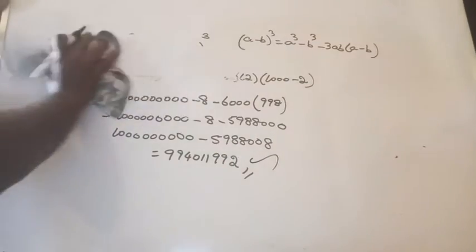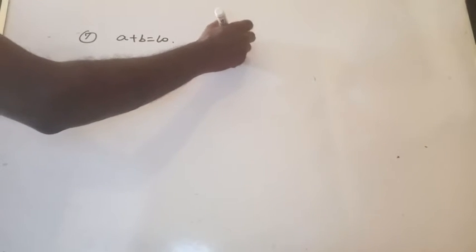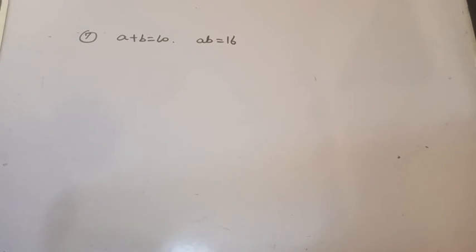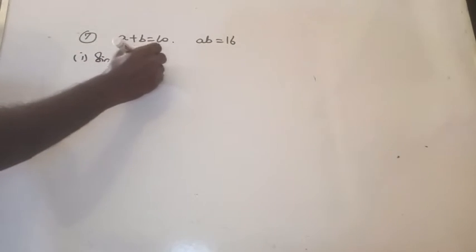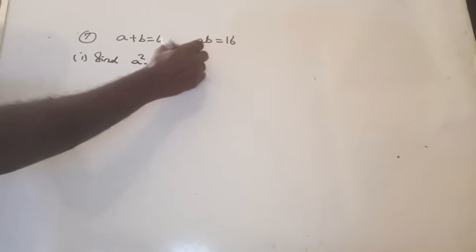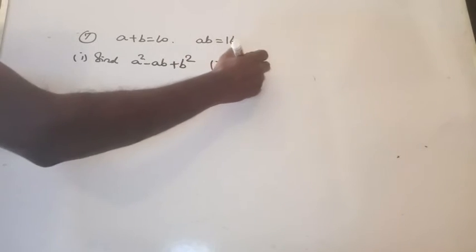The 7th one. Given that a plus b equal to 10, then ab equal to 16, then find a square minus ab plus b square, and then the second one, a square plus ab plus b square.